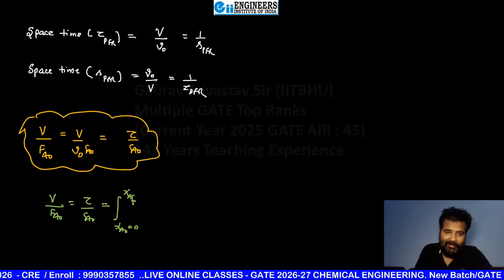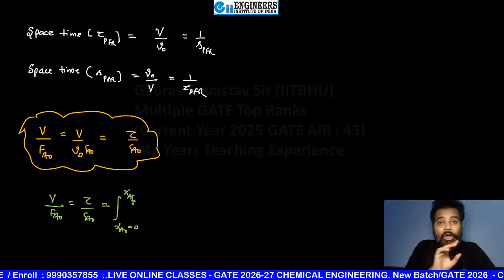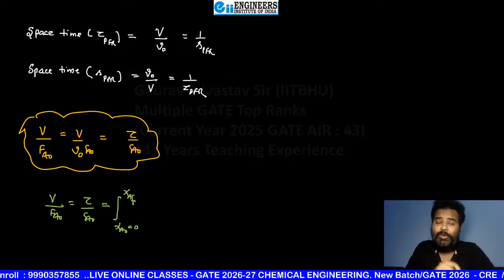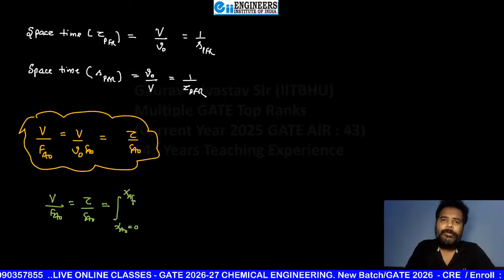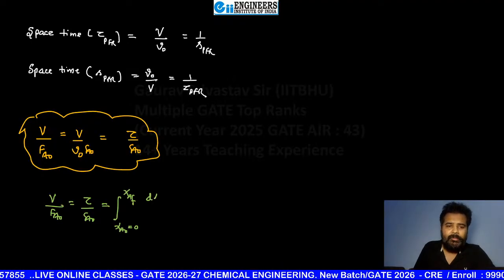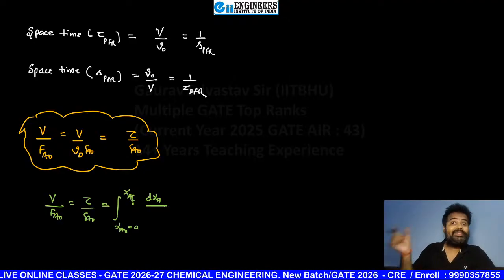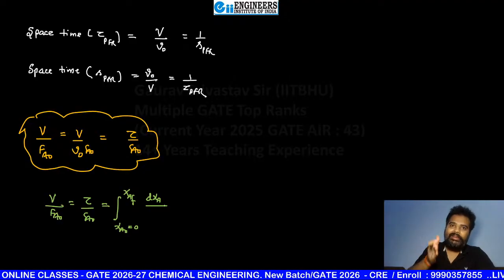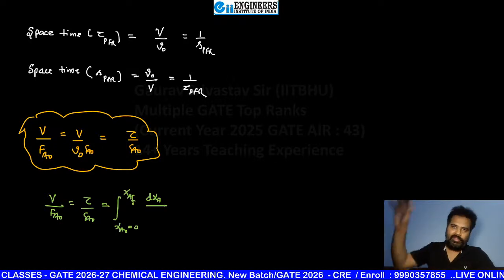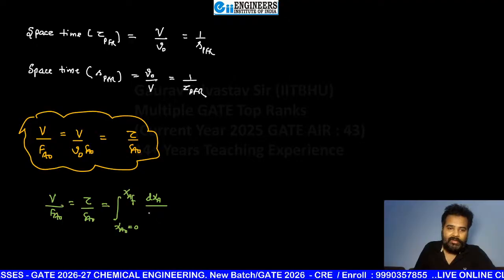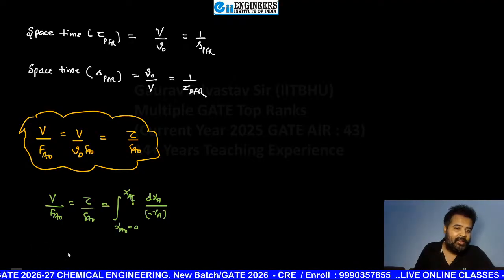Why are you writing XA naught equals 0? Because if XA naught is not equal to 0, then you have to choose XA naught there as the initial limit. Many students get confused about what to take as the initial limit. If some conversion is already there, and suppose the PFR is followed by a CSTR, then clearly at the inlet side some conversion has already been done in this cumulative nature. So dXA upon minus RA, and this is valid for epsilon A.